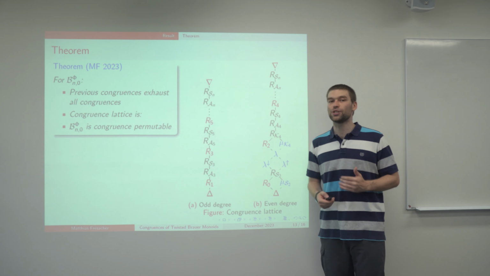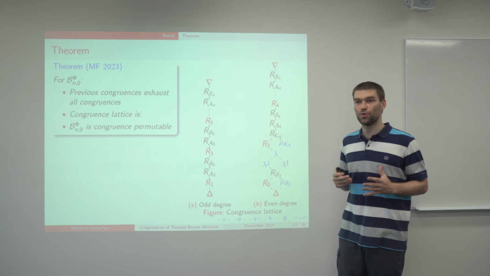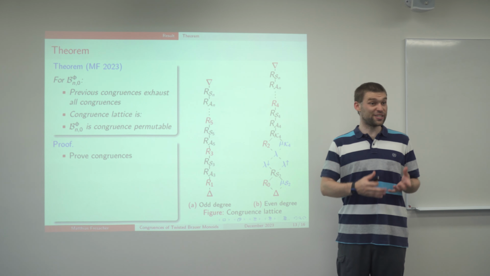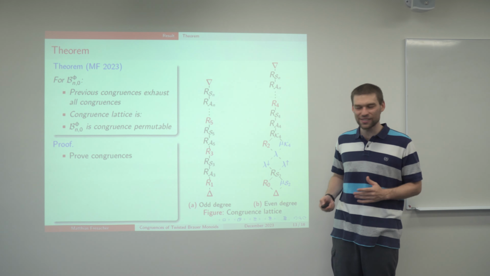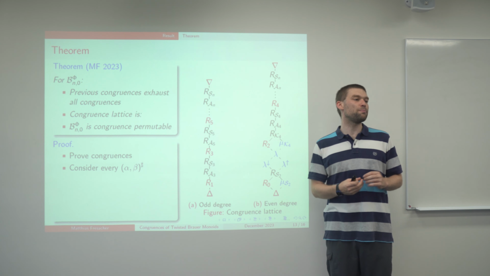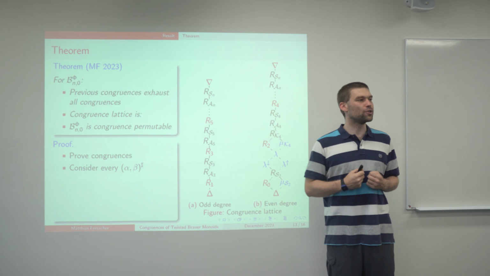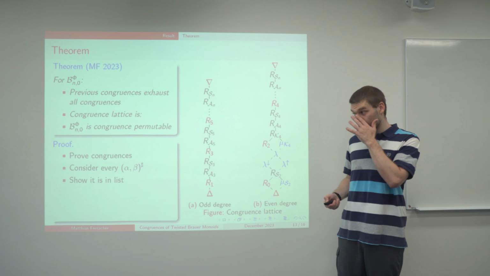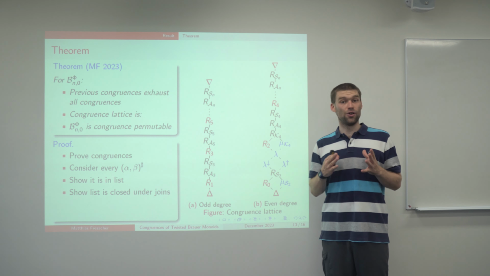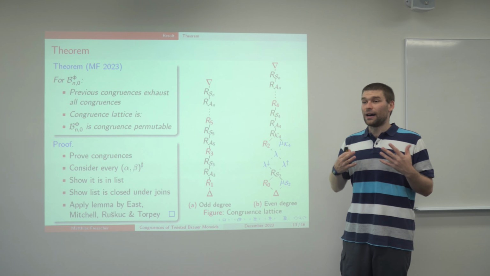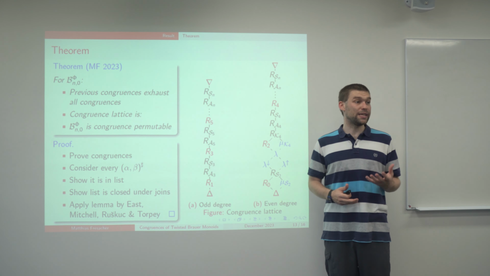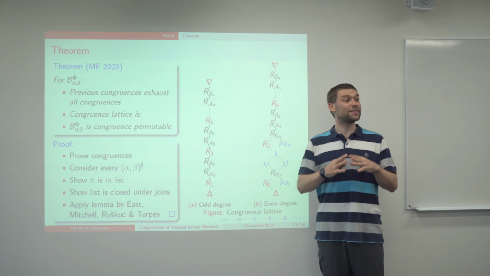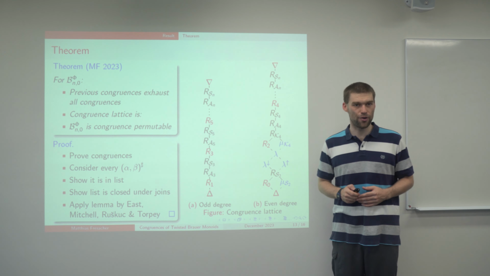From this result, it's not too much more work to show that the monoid is also congruence permutable. In terms of a proof, well, the first step is to prove that all the congruences that I claim are congruences are in fact congruences. And then I need to consider every possible pair alpha and beta and look at the principal congruence that pair generates and show that it is contained in my list of congruences. I then need to show my list of congruences is closed under joins, and once I've done that, I satisfy the hypothesis of a lemma by East, Mitchell, Ruškuc, and Torpey, and this lemma says that my list of congruences is in fact the entire list of congruences for this monoid.